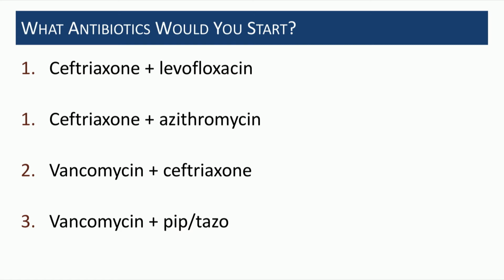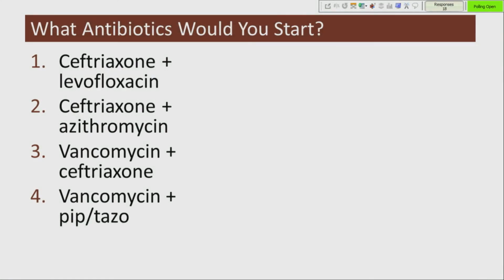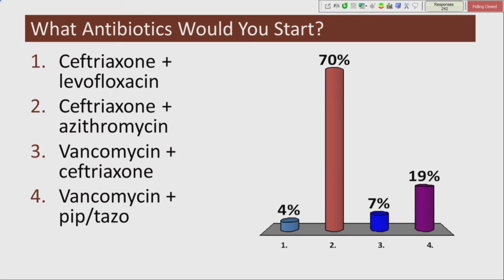The options are ceftriaxone plus levofloxacin, ceftriaxone plus azithro, vanc plus ceftriaxone, or vanc plus piptazo. All right, so most of you said ceftriaxone plus azithro, and then about 20% vanc plus piptazo. So we'll come back to this in a second.